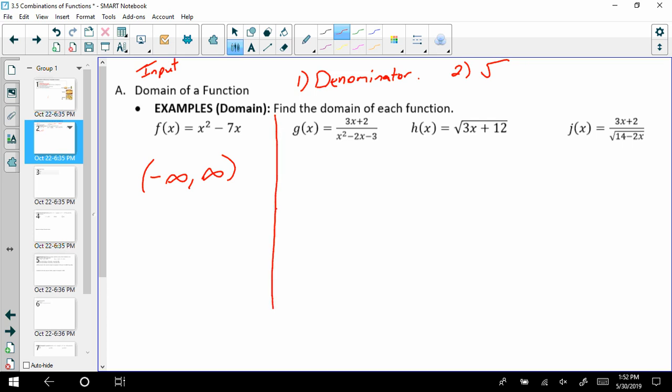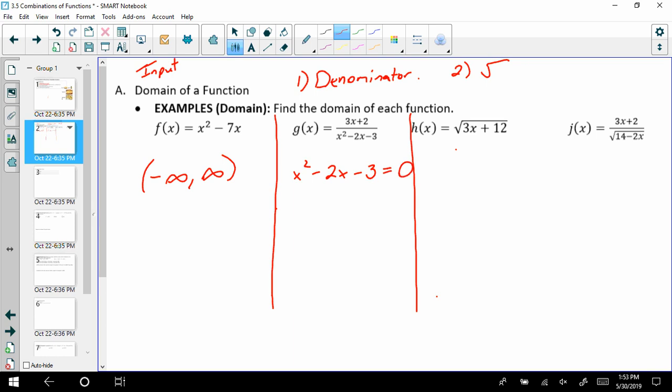Now let's look at the next one here. The next one does have a denominator. And the reason why we have to be careful with denominators, what number can I not divide by? 0. So I have to figure out, are there x's that would make that denominator come out to 0? Because if there are, I have to throw them out. So to figure out what would make the bottom 0, let's just set the bottom equal to 0 and solve it. Let's figure out what makes it 0.